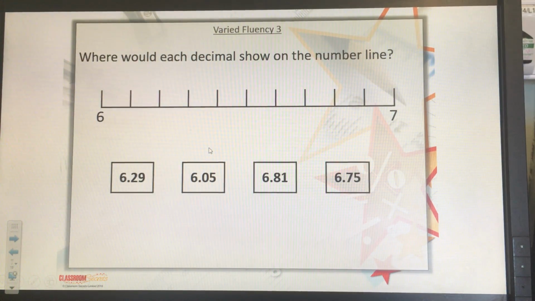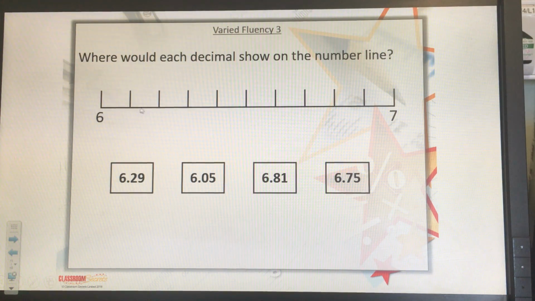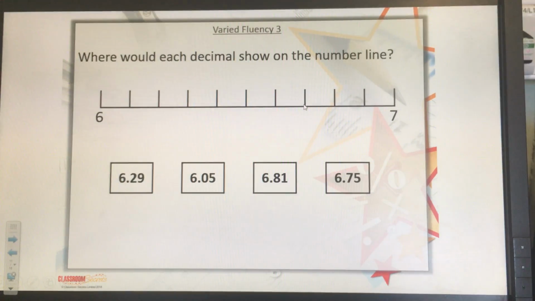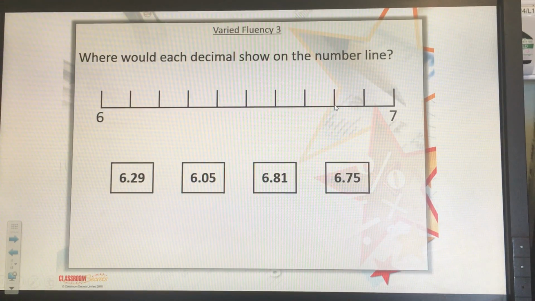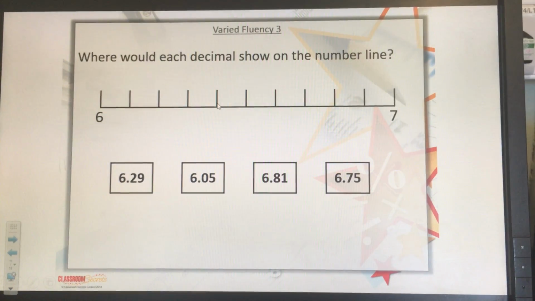Now, where would each decimal go on the number line? So I have a number line with 6 at one end and 7 at the other. And I can count up, and each one of these is worth 1 tenth. So 6.1, 6.2, 6.3, 6.4, 6.5, oh, I think I've got confused there. I think this one's 6.7, 6.8, 6.9 and 7. So they go up by 1 tenth each time.